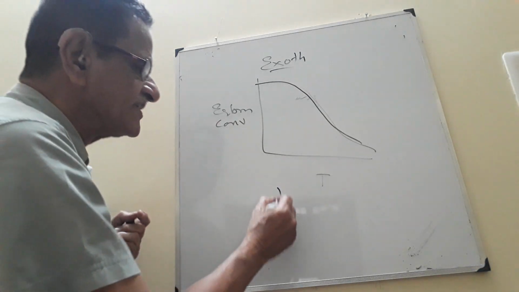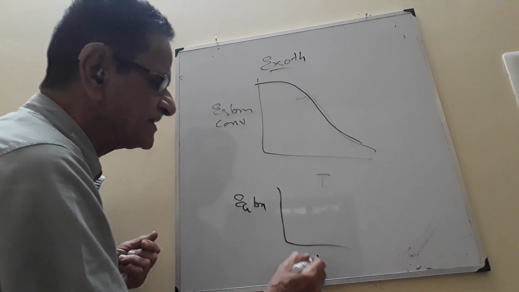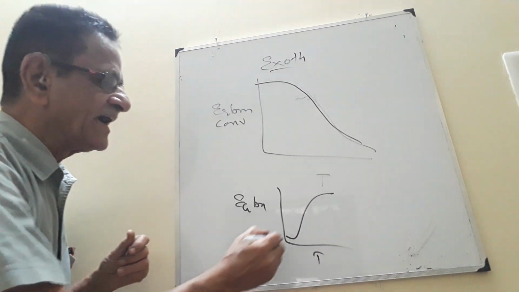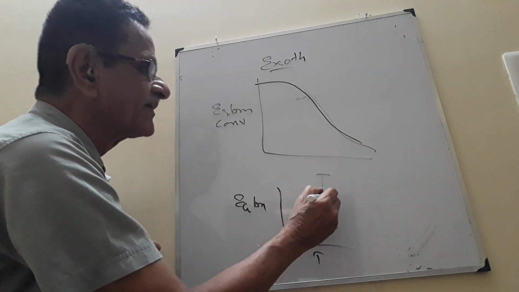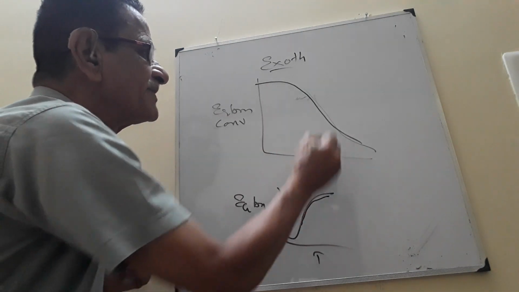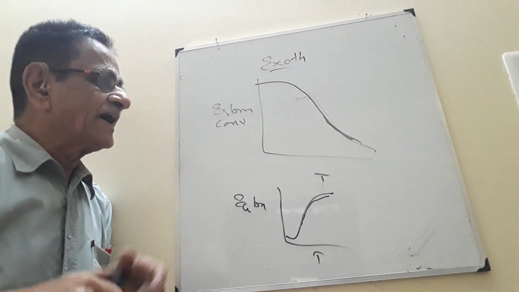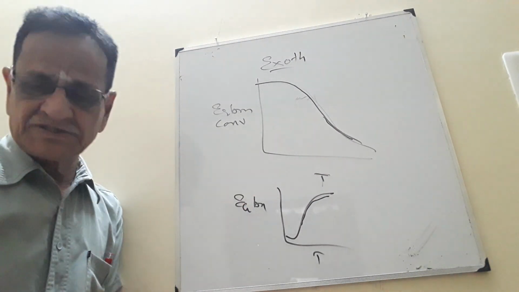For an endothermic reaction, we take equilibrium conversion versus temperature. The curve will be like this. That means the higher the temperature, the higher the conversion. See, higher the temperature, higher the conversion. Here, higher the temperature, lower the conversion. Therefore, for exothermic reactions, higher the temperature, lower the conversion. For endothermic reactions, higher the temperature, better the conversion.